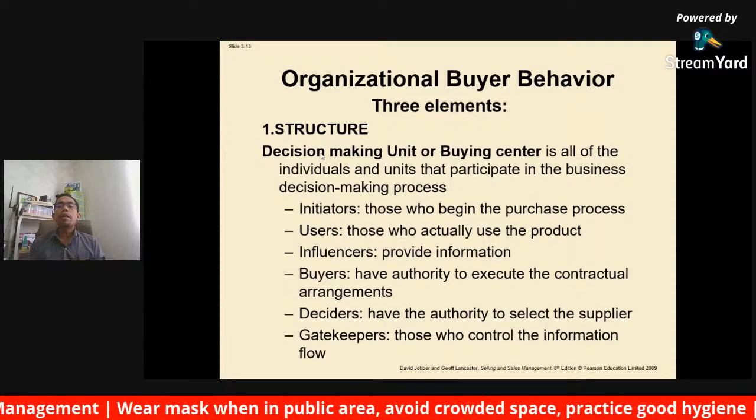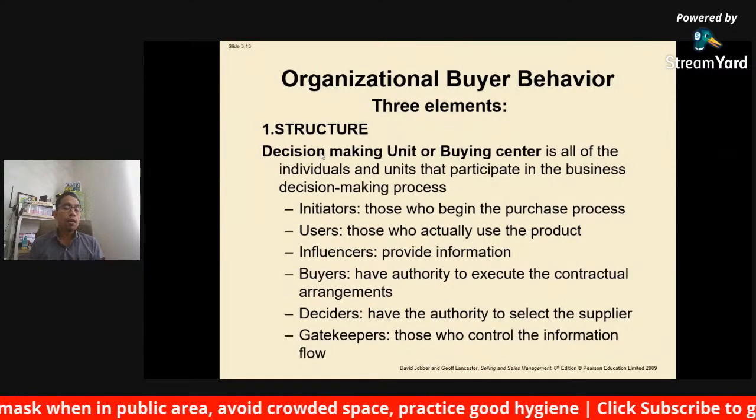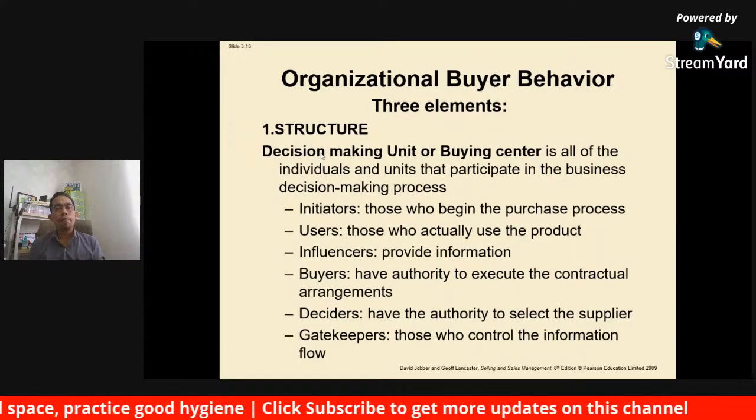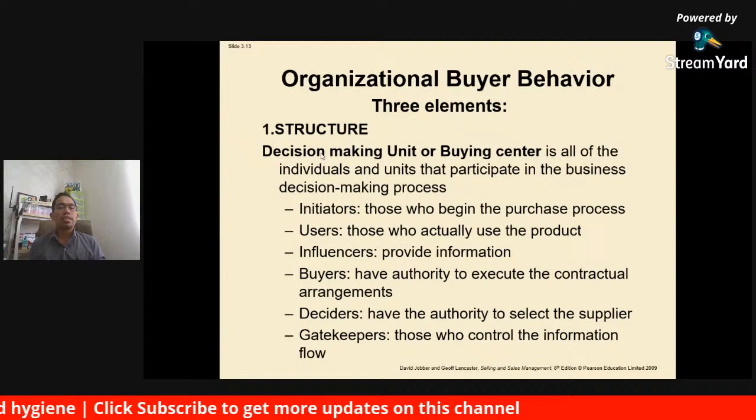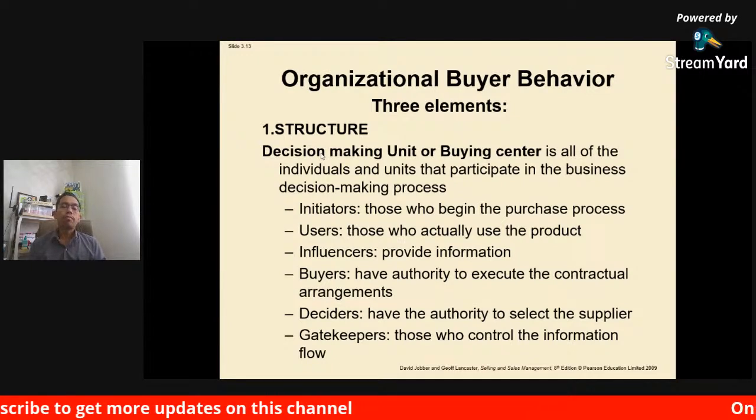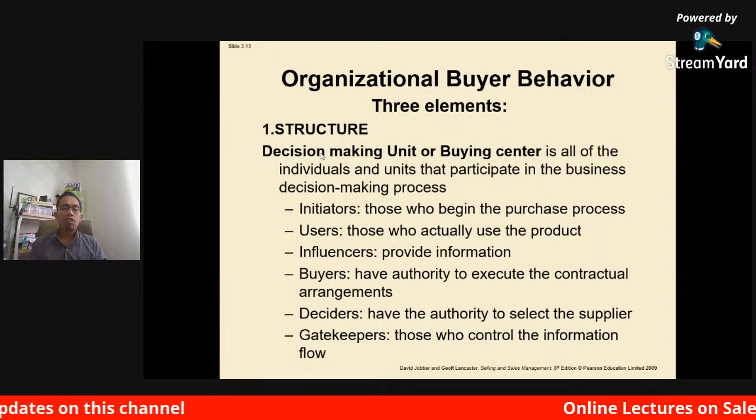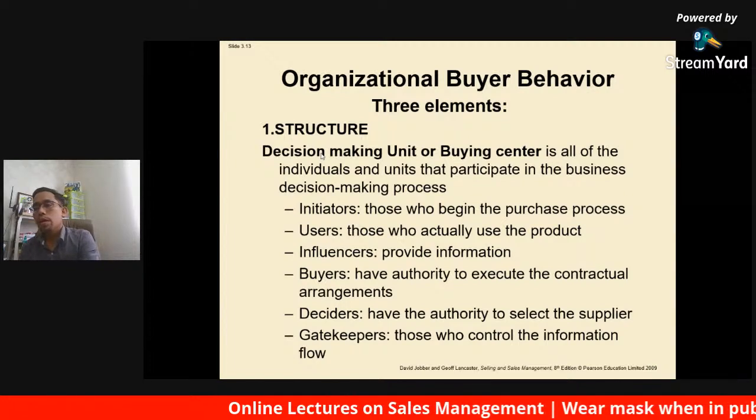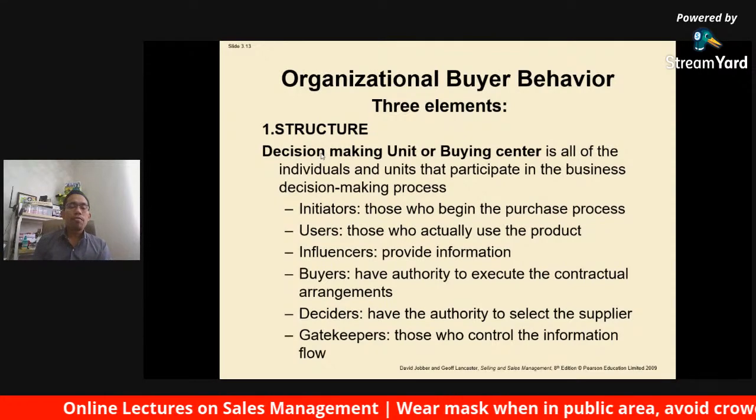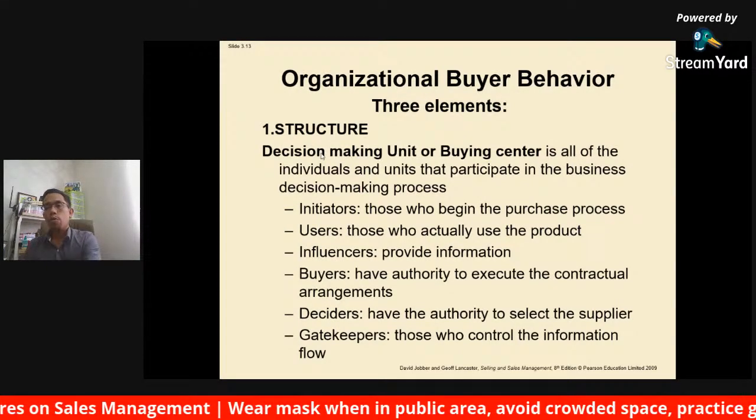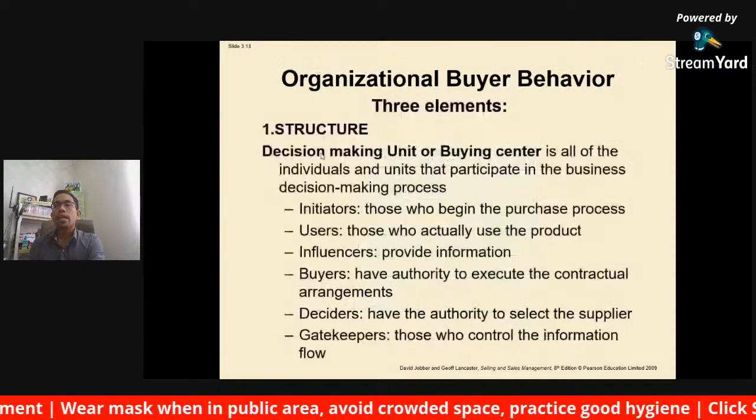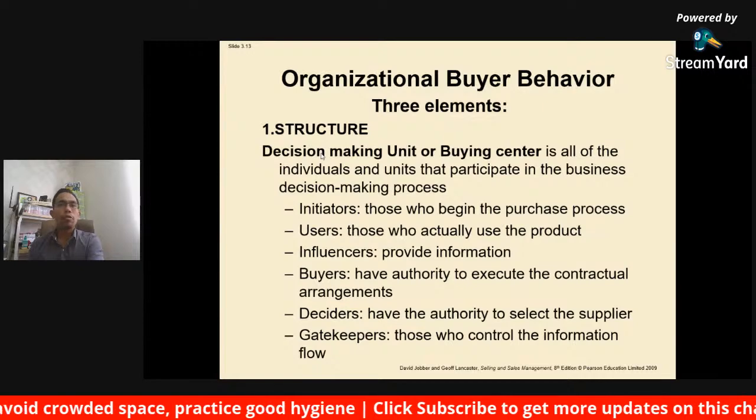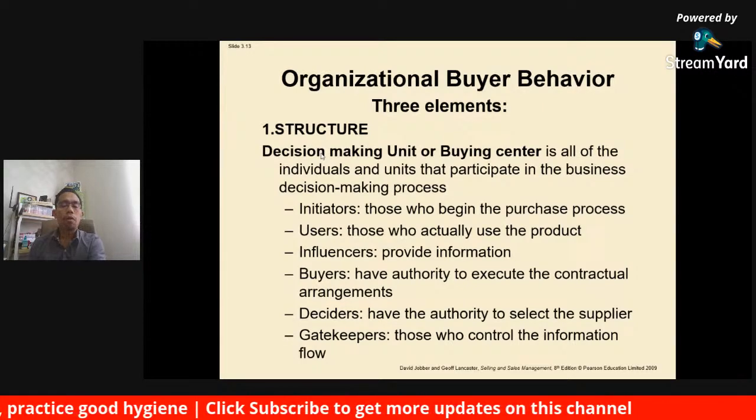In business it might be a different person for each role. We have the initiator, the users, the influencers, buyers, deciders, and the gatekeepers. Normally we consider the gatekeeper as a secretary, the person who controls the information. So different people might play different roles. That's the first one, structure. It should be a committee, meaning the unit should have more than one person involved.